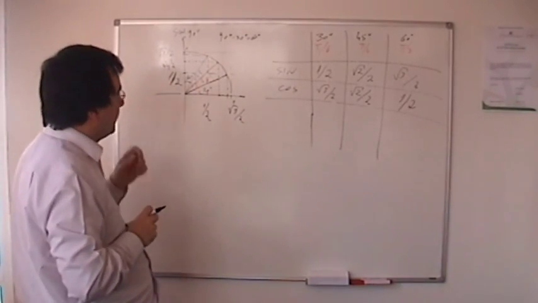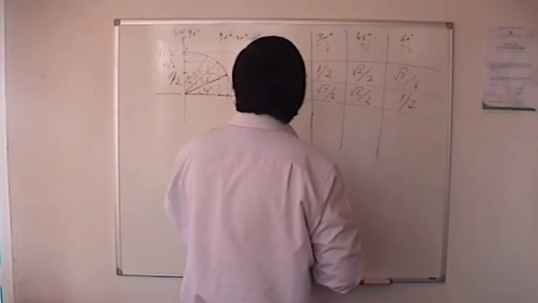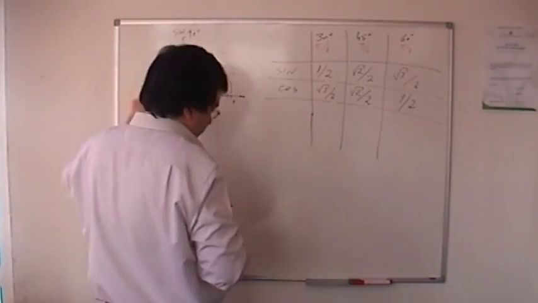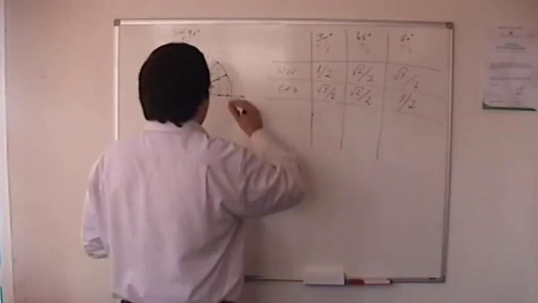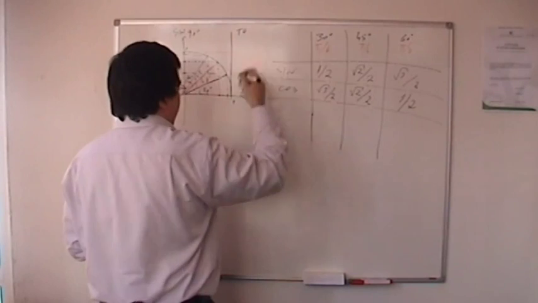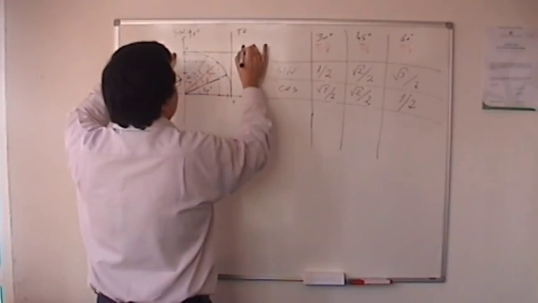Easy. Now regarding tangents and cotangents. So we will have here the tangent line. I'm not going to draw the rest, it's just for the first quadrant, and the cotangent.